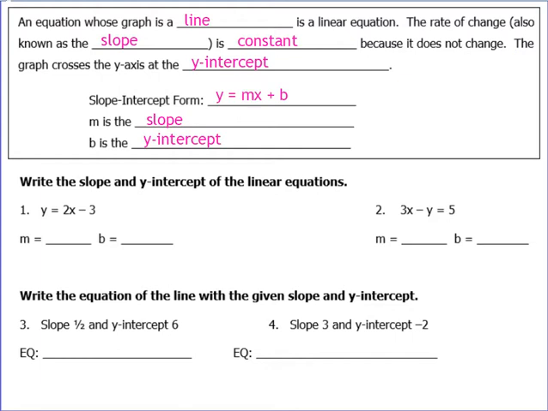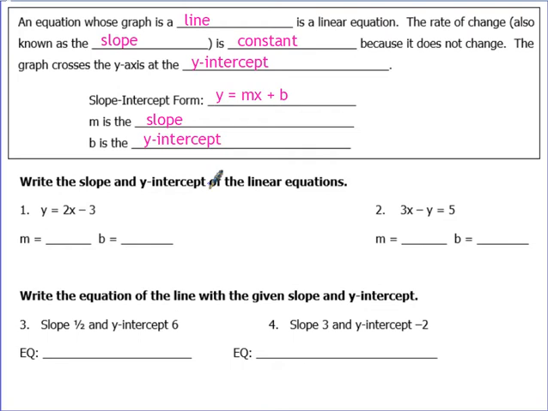So the most common form that we see is slope-intercept form. All right, and that's y = mx + b. And when the equation is in this form, m is the slope. So the coefficient, or whatever number is in front of x, is the slope. And then whatever number is added or subtracted here as b is the y-intercept.